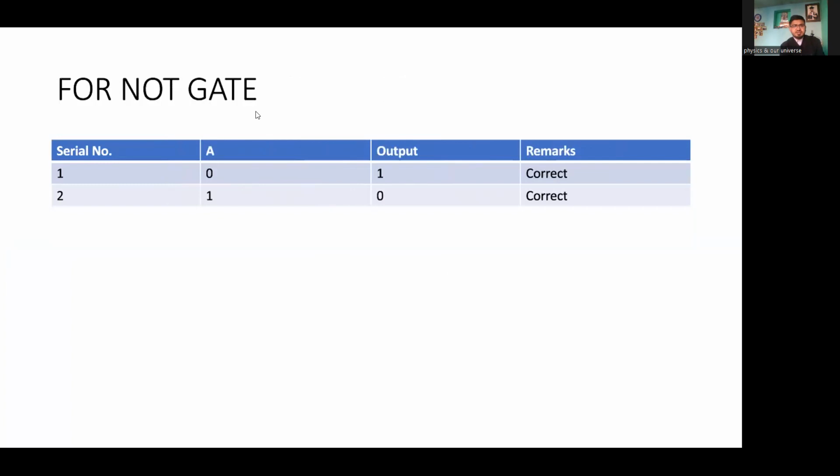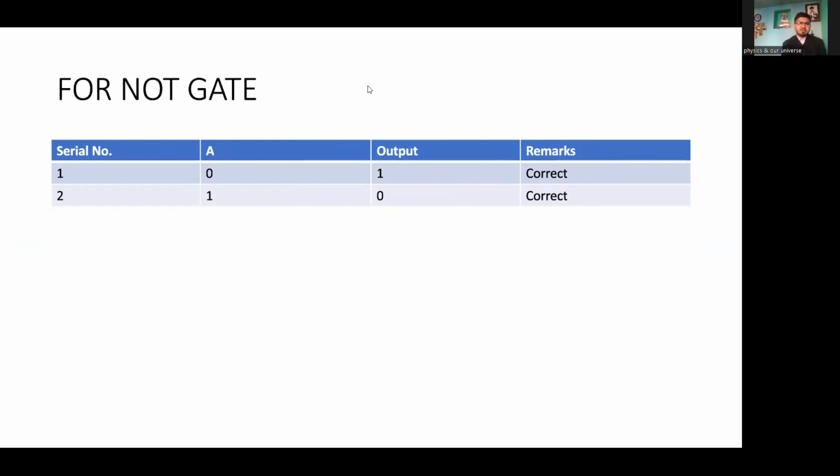For the NOT gate, it has only one input and one output, and this is correct. If you make the input low, output will be high, and if you make the input high, output will be low. So I just check only two parts. But if you make input terminal low and output terminal low, it will show incorrect here. In this way you can check whether the results are correct or incorrect from the virtual lab experiment, which I've already shown you in the previous slide.